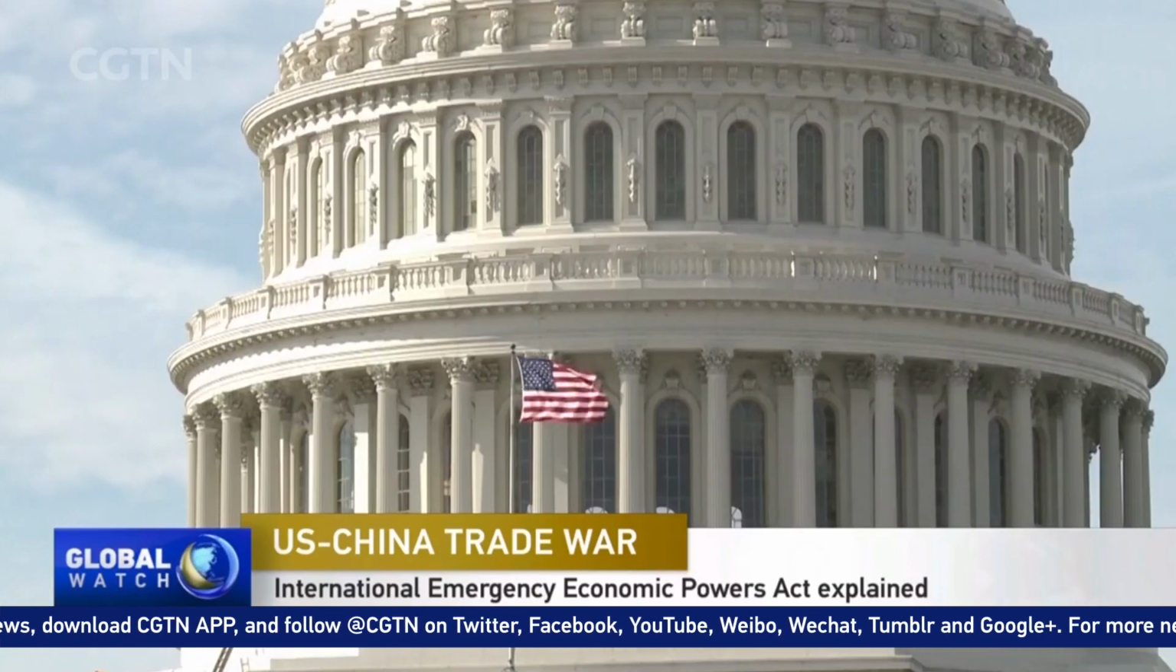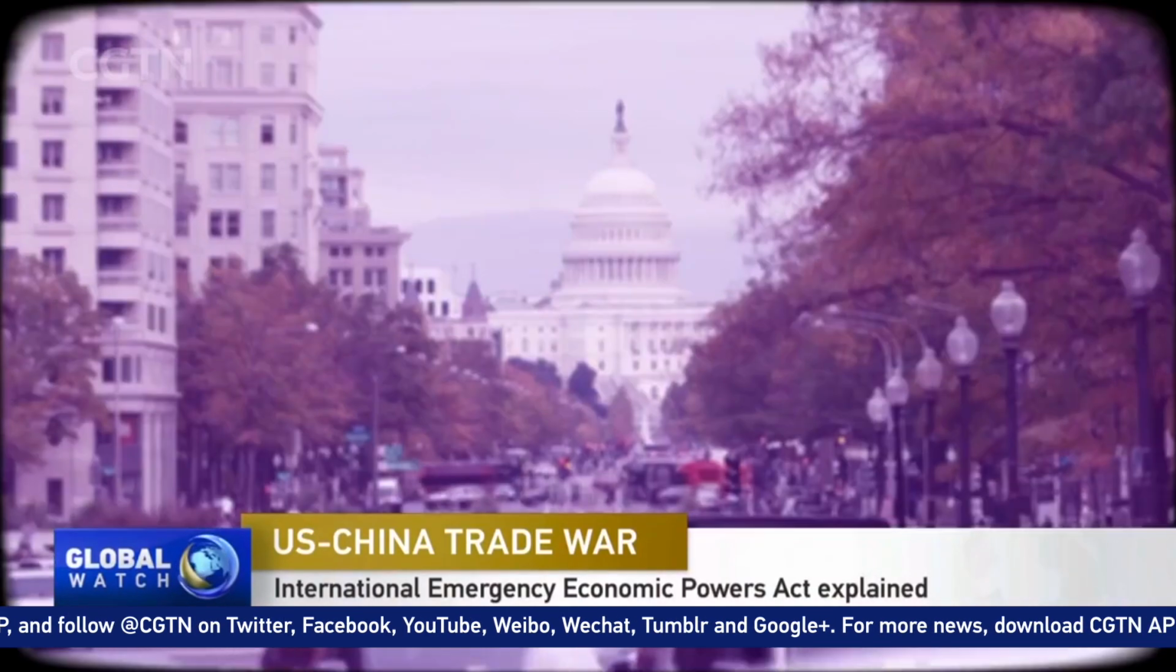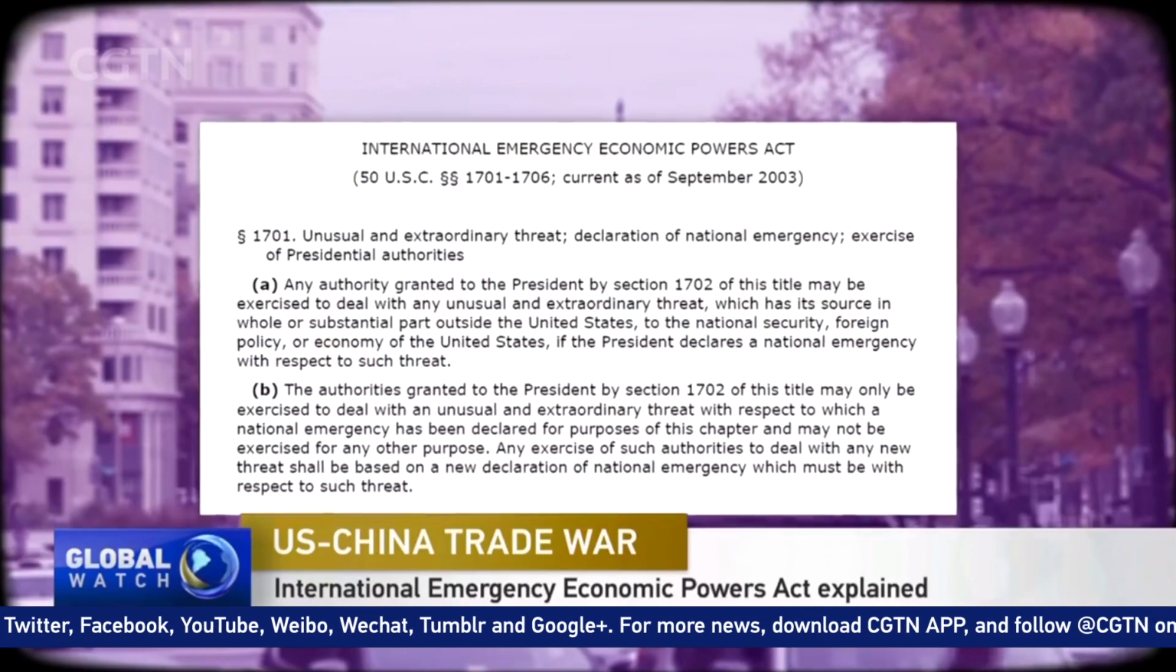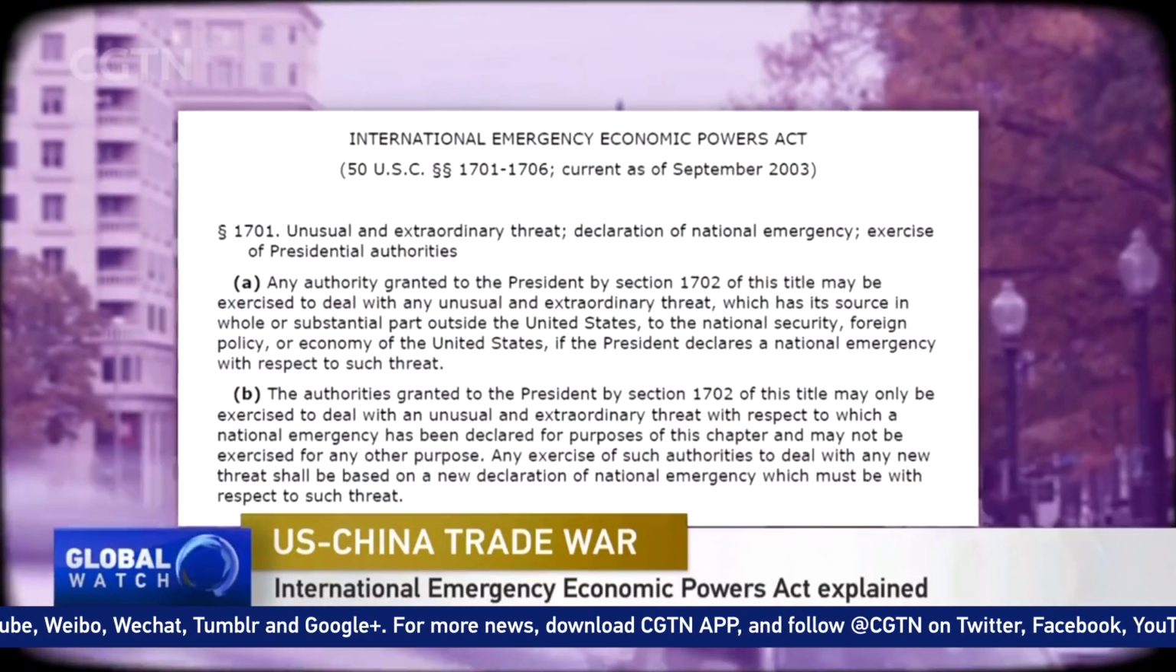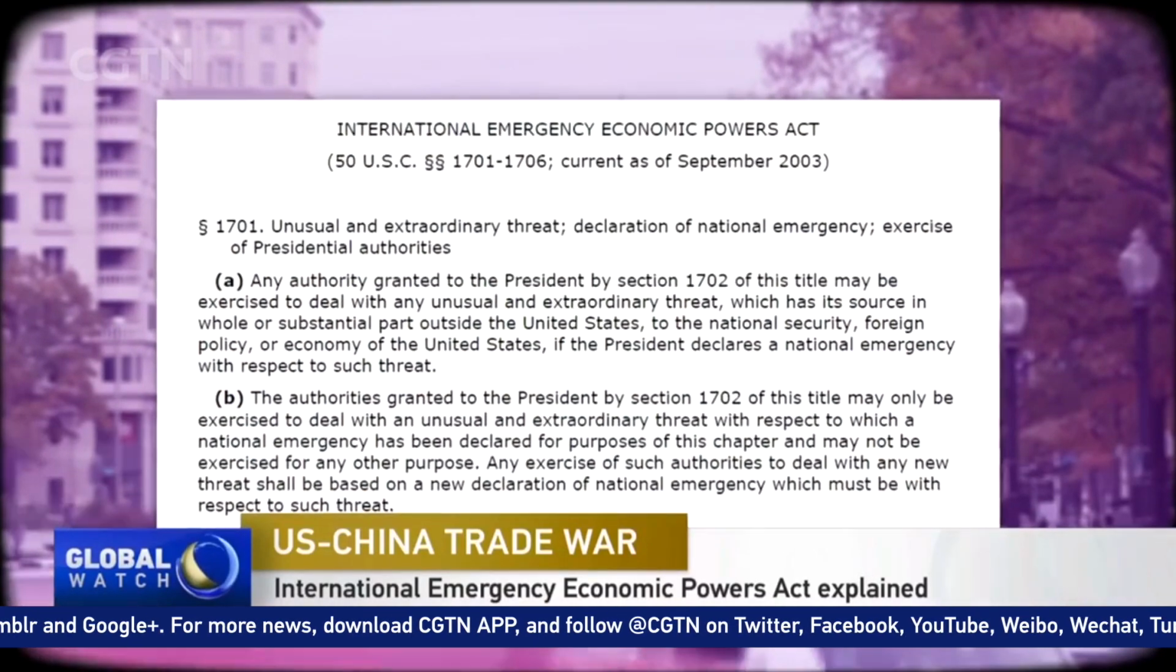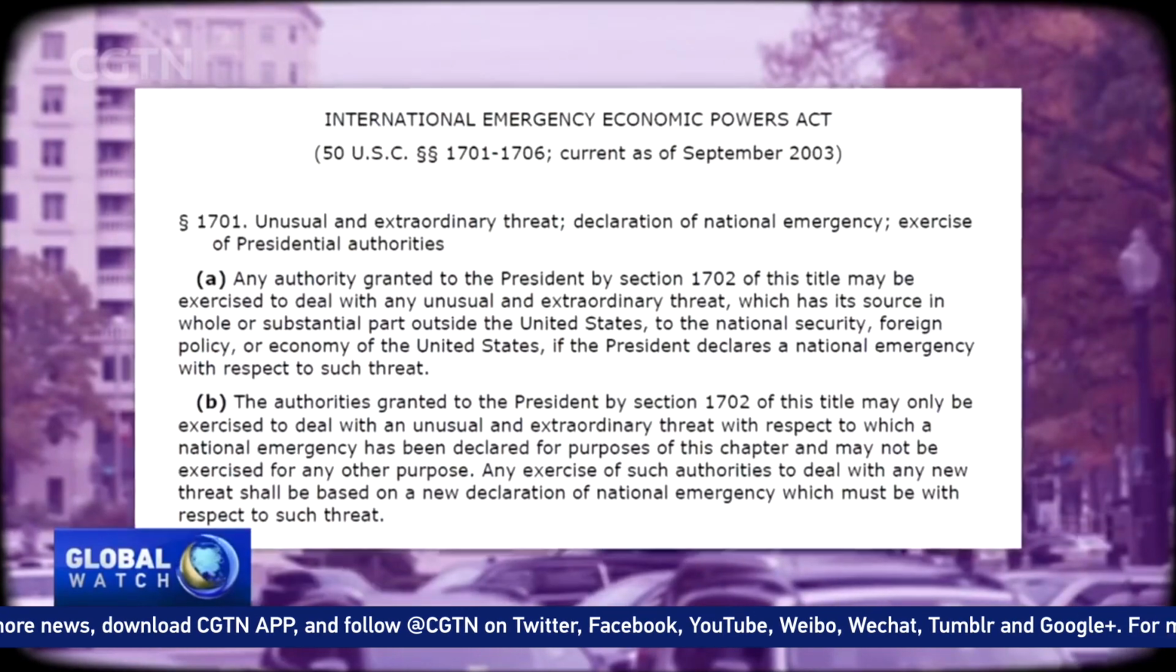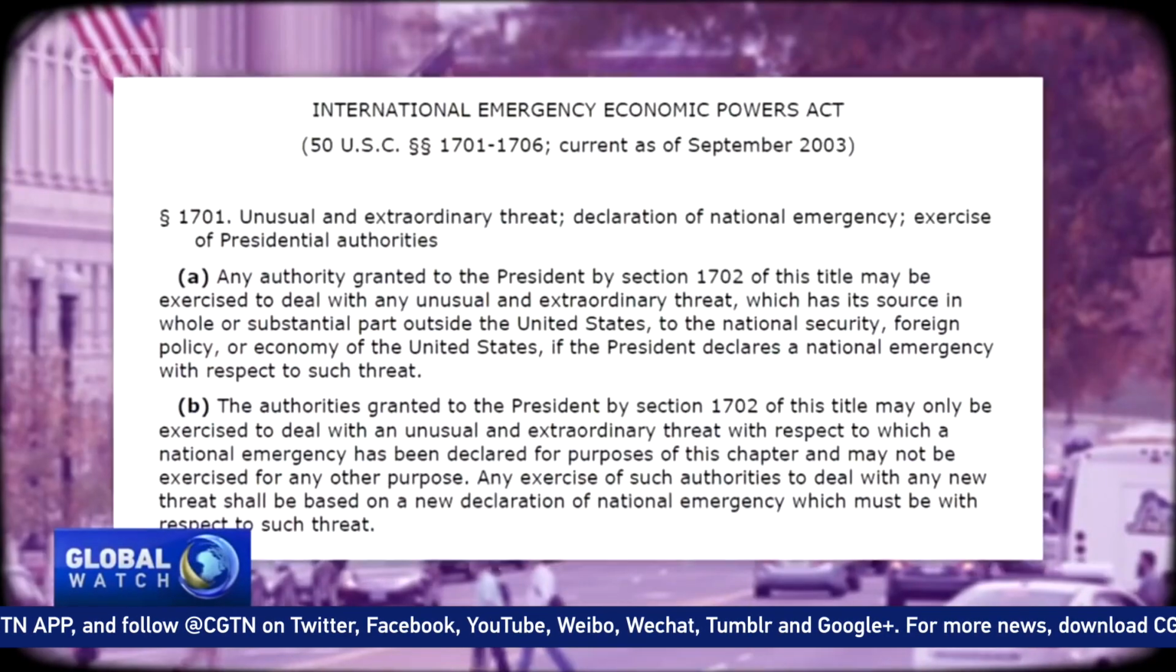The International Emergency Economic Powers Act, or IEEPA, is a U.S. federal law passed in 1977. The law grants the President powers to regulate America's international trade. And under what circumstances can it be applied?